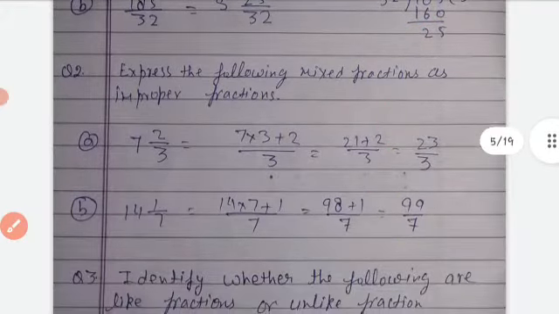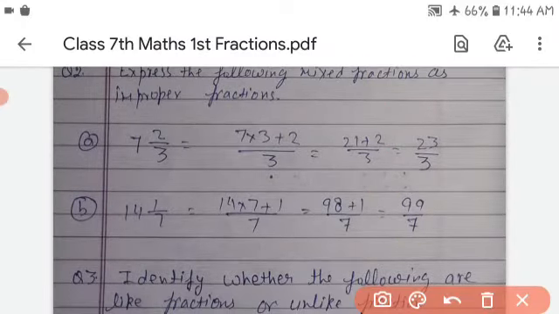Express the following mixed fractions as improper fractions. 7 whole number 2 by 3. Now 7 into 3 plus 2 upon 3. 7 threes are 21, plus 2 upon 3, equals 23 upon 3, which is the answer. Next, 14 whole number 1 by 7. 14 into 7 plus 1 upon 7, 98 plus 1 upon 7, 99 upon 7 is the answer.